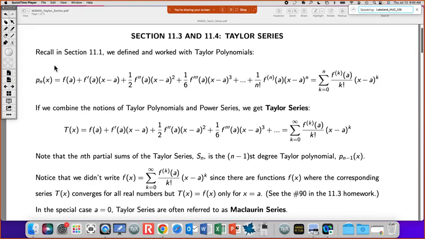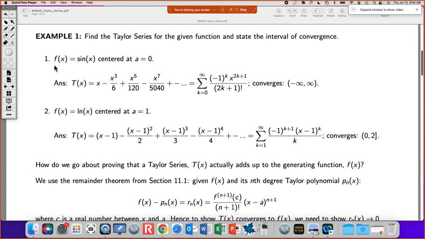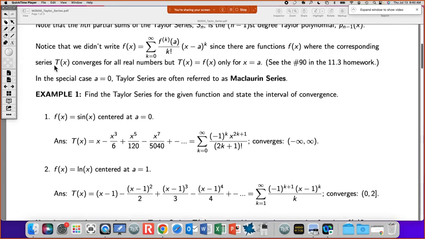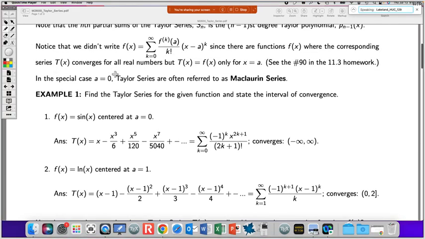So let's do a couple of these. Oh, I guess we should point out here, in the special case when you're centered at 0, the Taylor series centered at 0 is typically called a Maclaurin series. Maclaurin and Taylor are the names of two mathematicians. Maclaurin series is when you have your Taylor series centered at 0.